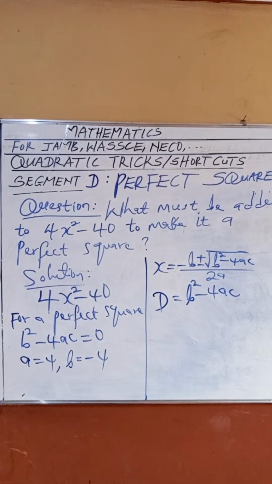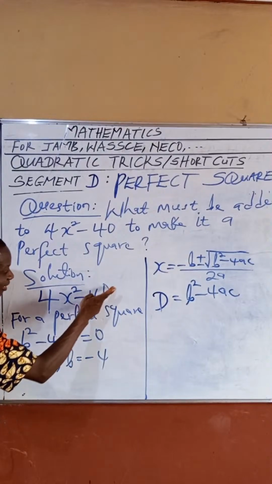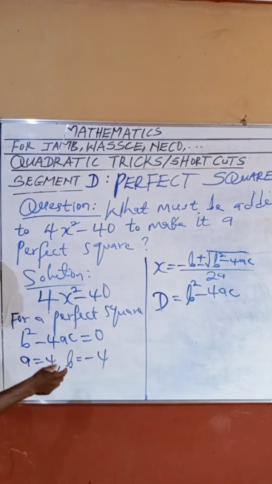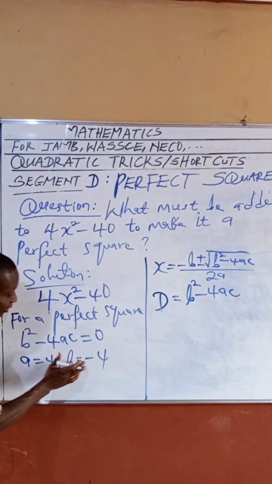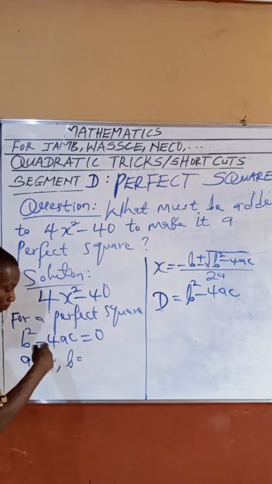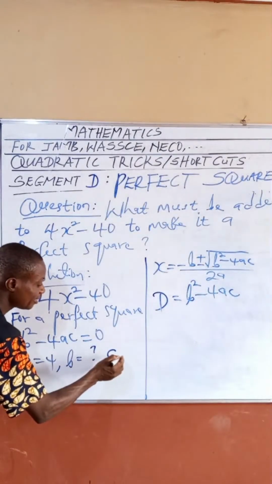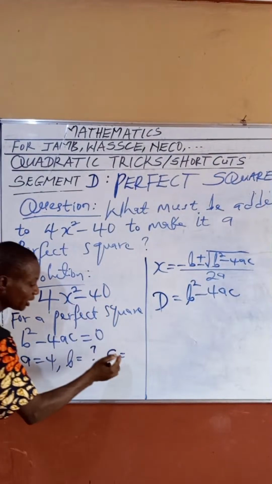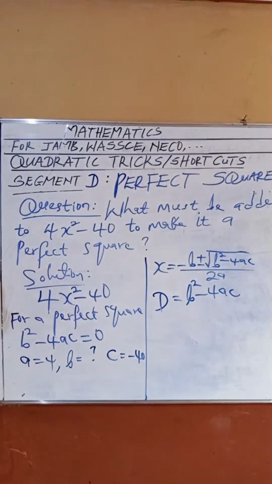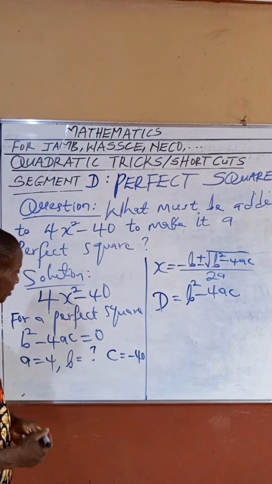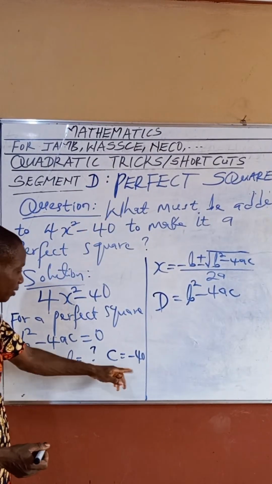Can you see this now? Remember, this is C. I don't know if you can see this. This minus 40 is C. It's not B. We don't know B. So B is the unknown. Then what is C? C is minus 40. You see how they come with their tricks, which you have to identify as quickly as possible. C is given here, minus 40.